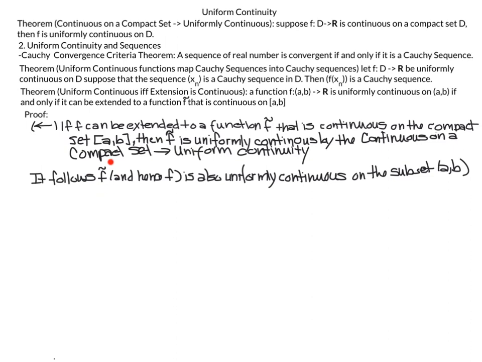It follows that f tilde is uniformly continuous on the open interval (a, b), and hence f, since f tilde is just an extension of f. By the time you get rid of the endpoints, f is exactly the same as f tilde. So f is also uniformly continuous on the open interval (a, b).